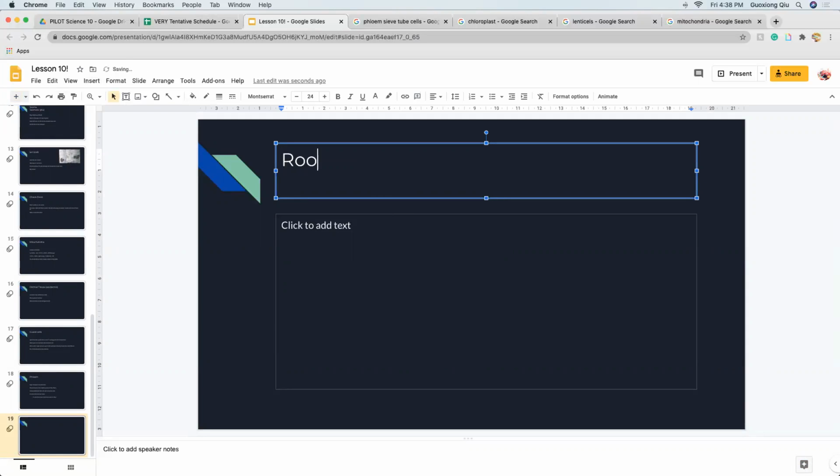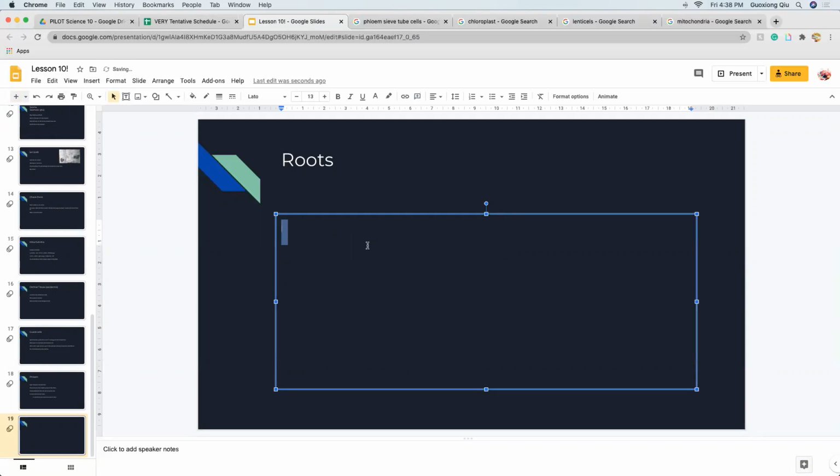Next, roots. They use ATP. All your cells use ATP. But what do your roots use ATP for? They use ATP for the intake of ions or minerals. And if you recall, ions and minerals, these are... wait, what? No, ATP, that is energy.